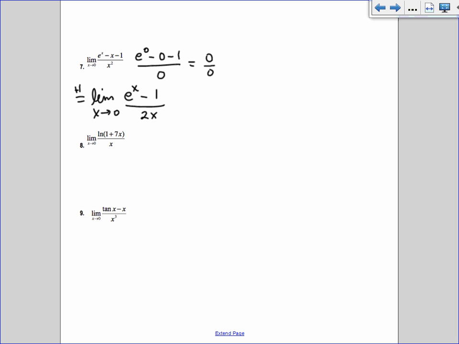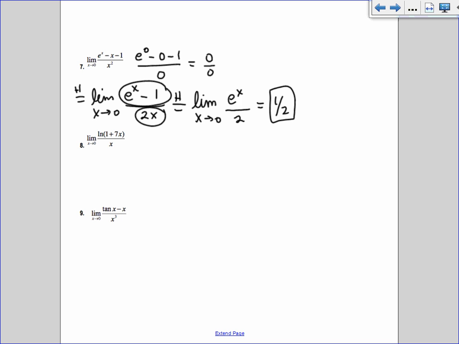And then I try it again. If I plug in 0, e to the 0 is 1, minus 1, which is 0, all over 0. L'Hopital's rule again. So I get e to the x over 2. So what's my answer? 1/2. Wait, if e to the x, you plug in 0, 1 minus 1 is 0 over 0. So since you have 0 over 0, you go again.